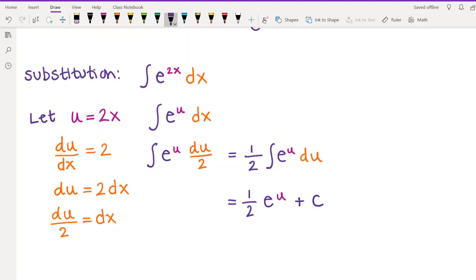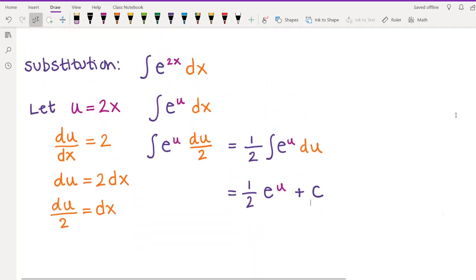And then the last step we need to do is reintroduce our original variable, right? Because when we were originally handed this antiderivative question, we had a variable of x. And so we need to put it back in terms of that variable. All you have to do is go back to this key you created for yourself and replace u with 2x. And that's it. And notice we got the exact same answer that we got earlier.